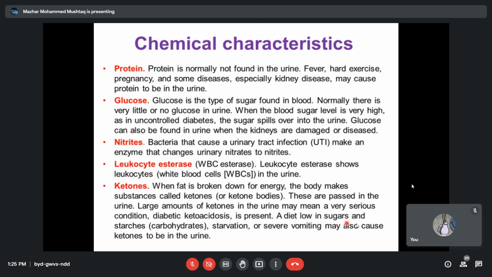When you are taking a diet which is low in sugar, then you can also have ketone bodies. For example, as I said, when we are fasting in the month of Ramadan, by the evening, there is a chance that we may have ketone bodies present in our urine or in our blood. For example, as it is written here also, starvation, or if there is severe vomiting, then also you can have ketones present in the urine. So these are some of the characteristics of these abnormalities, and what the conditions are. You have to know each one of them, with their examples and their conditions.